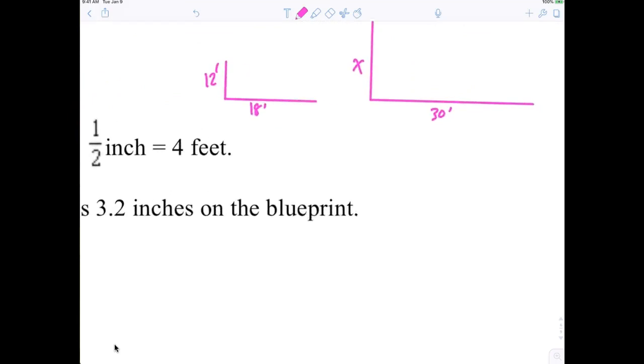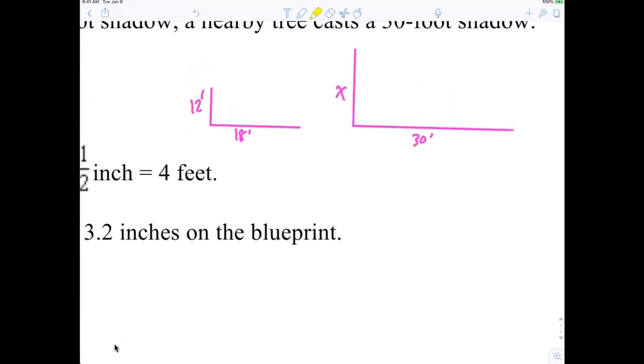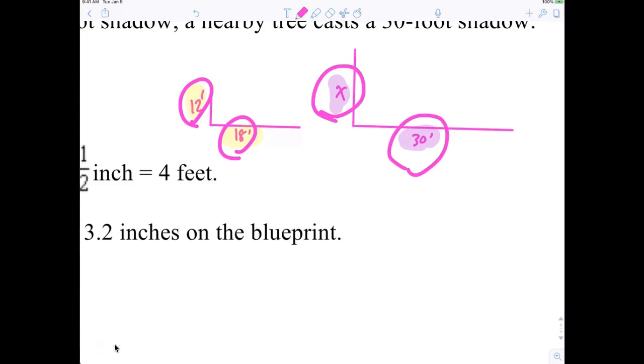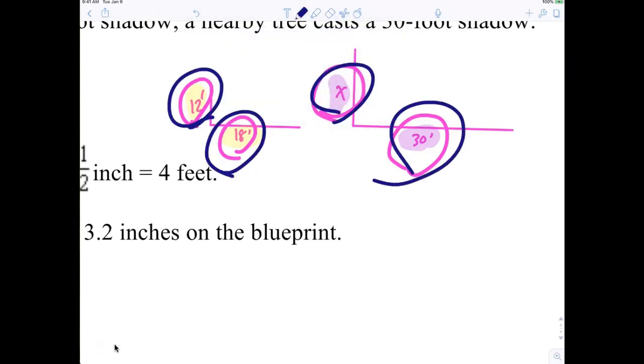Okay, so now what you got to look at is, please watch, this is the height and this is the shadow, correct? Over here, they give me the shadow and no height. You with me? I'm just saying 12 over 18 is equal to x over 30. You could also do this. You could say 12 over x equals 18 over 30 also. Doesn't matter how you set it up as long as you put what corresponds together. You understand that? Okay, that was good.